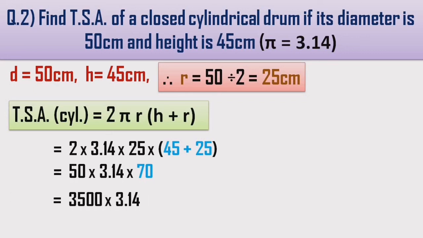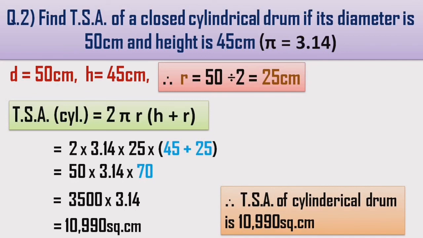The moment you carry out the operation of 50 into 70, we get the answer 3500 into 3.14, and now the multiplication is easier. Carry out the multiplication in a normal way without considering the decimal point, and then at last you give the decimal point. As a result, we get the answer 10,990.00. But the way I told you, after the point, zeros are valueless, so only the answer without the point is mentioned. And after that, do not forget to mention the final answer, as the TSA of the cylindrical drum is 10,990 square centimeter. This was the last question of your exercise, because the remaining 2 questions are omitted.